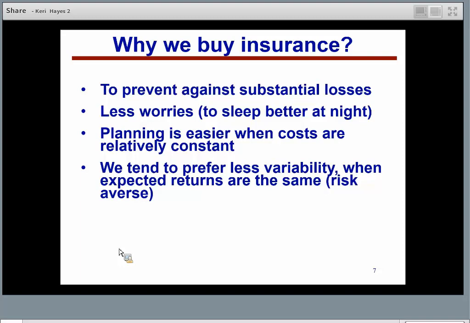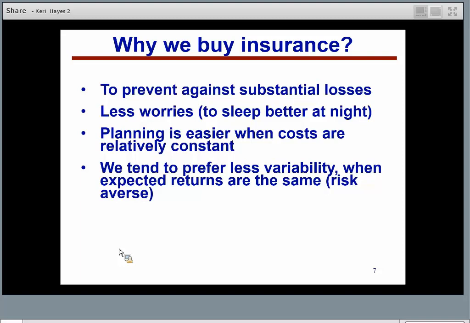The third thing, planning is just easier when costs are relatively constant. And so if we're thinking about what our costs are going to be, it's just a little easier to know that if we have a bottom line where our profits are going to go, where our revenue is going to go, then that makes planning a little bit easier. It also makes planning with the bank easier, right?